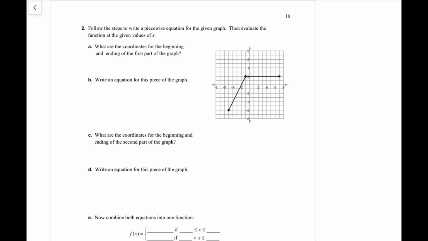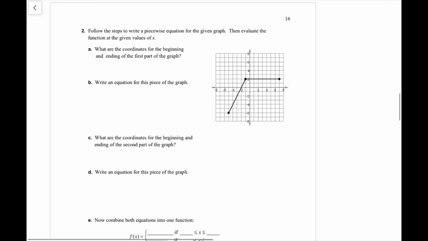So the next one, we're going to follow the steps to write a piecewise equation for the given graph. Okay, part A. What are the coordinates for the beginning and end of the first part? We have this point here. This is the point -5, -6. And we'll write it here. Our second point is this point here at -1, 2. So we're going to write an equation for this piece of the graph. First, we're going to find the slope.